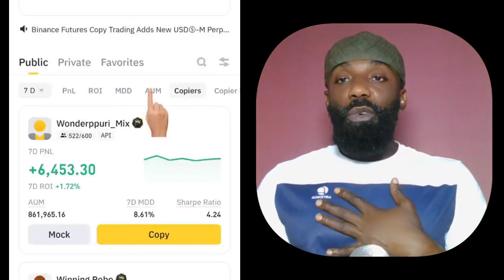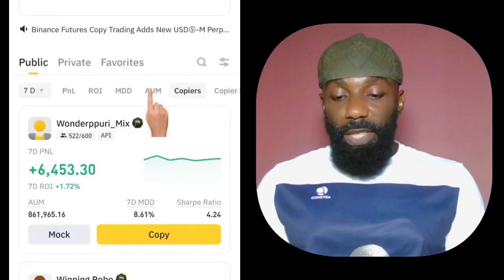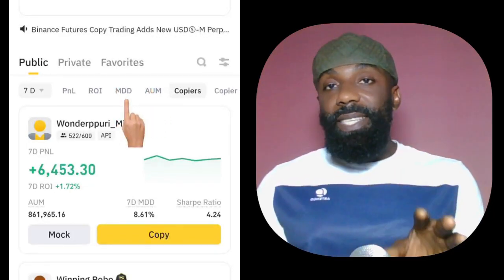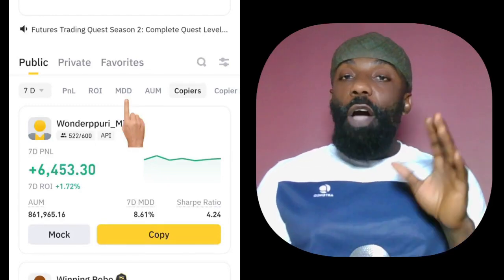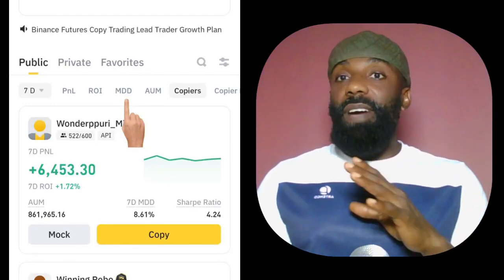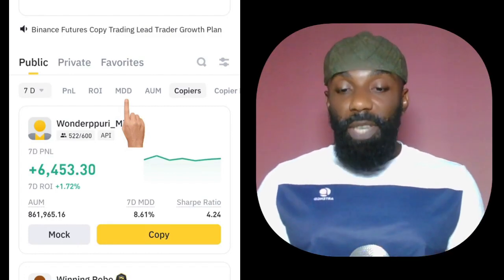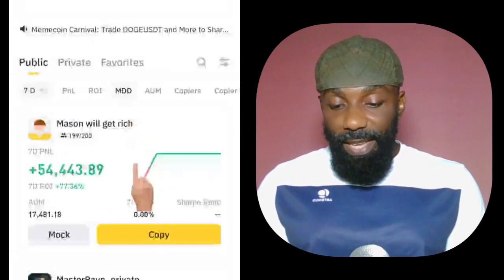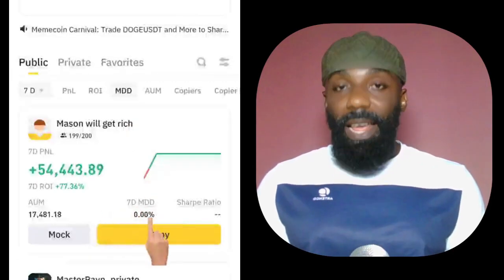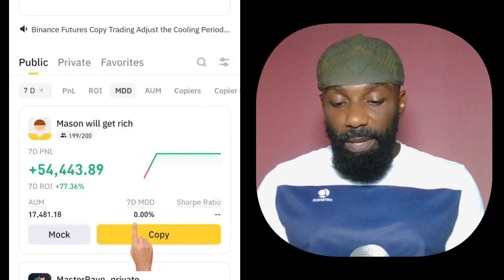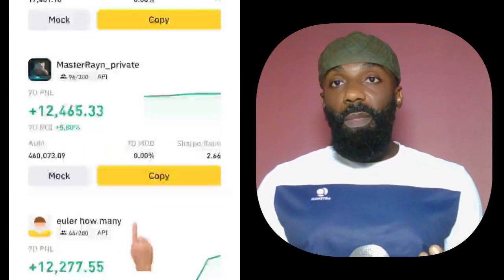For me, in my own personal opinion, I will go with maximum drawdown, right? Do you know why? Because this maximum drawdown is telling you how many percent of drawdown this person has made within 7 days, okay? Now, if I click on it again, you can see that most of those guys using this maximum drawdown parameter to adjust their level of trade have 0%, which means that it's good, okay?